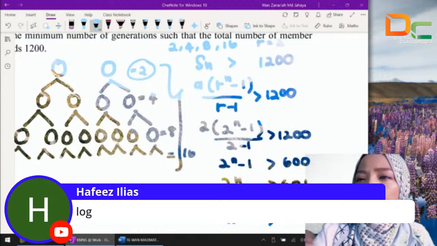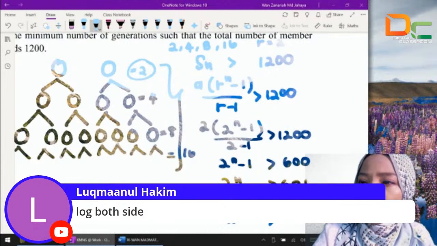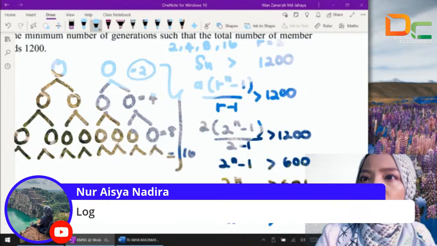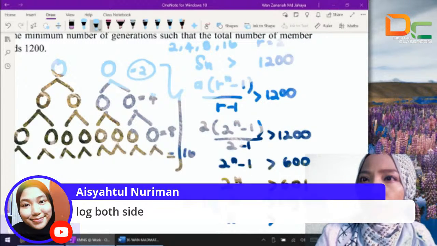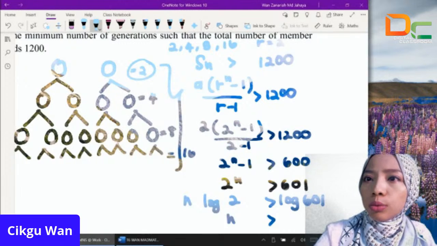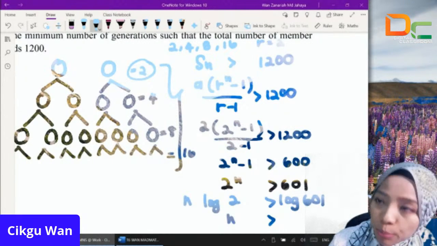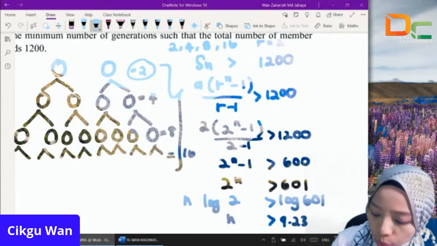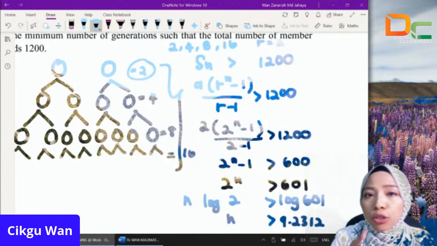Okay, let me use the calculator. Log 601 over, dengar, log 2. Okay, so we get 9.23. 9.2312. Okay, do you manage to get the same answer as me?